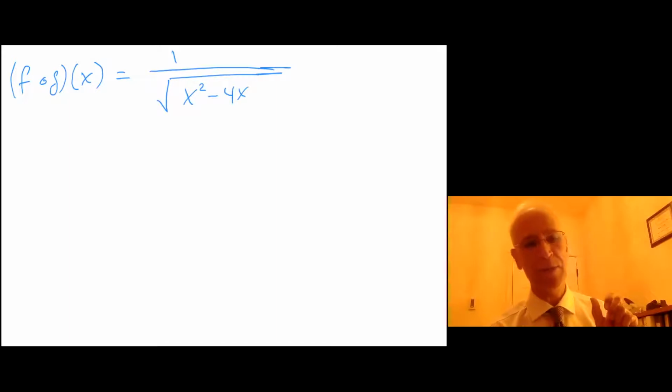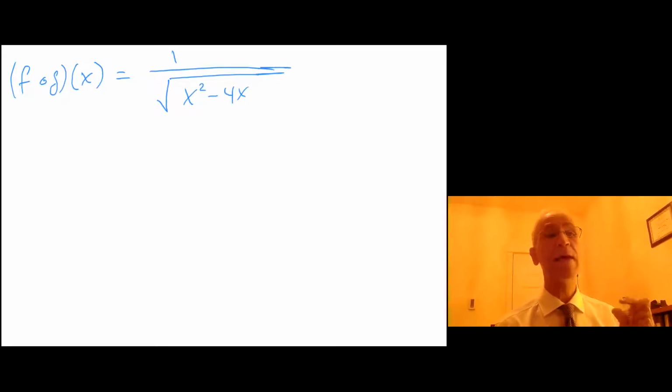So I have f of g of x. The inner function is g. I'm going to pick g of x and put it inside of f of x. So I'm going to have 1 over square root of x squared minus 4x. And so remember that now I have to be mindful of the domain of f of g of x and the domain of the inner function, in this case, g of x.